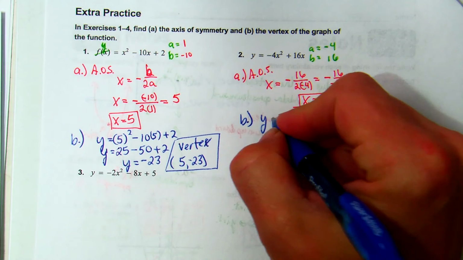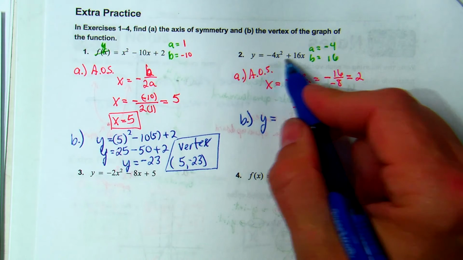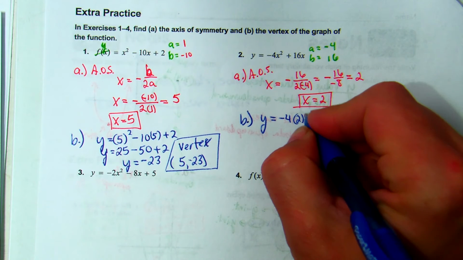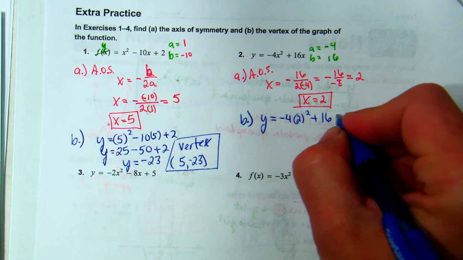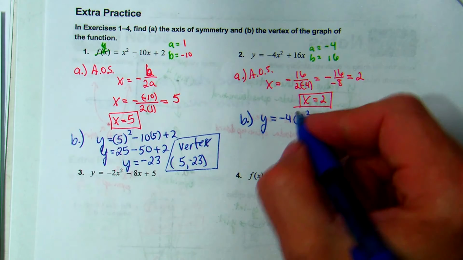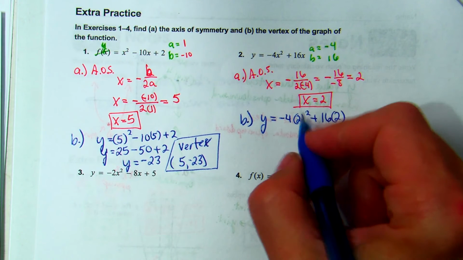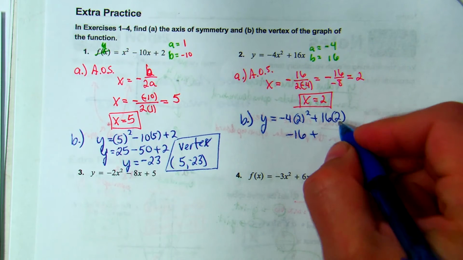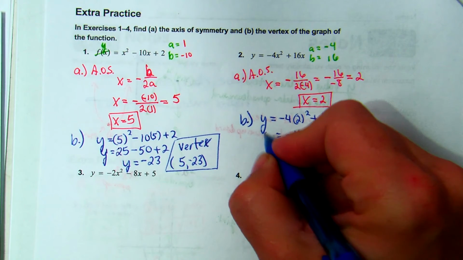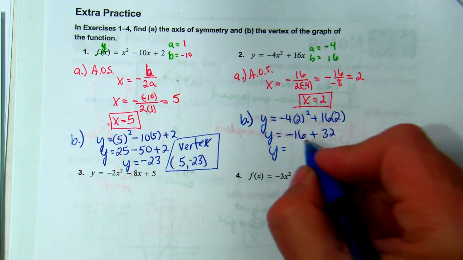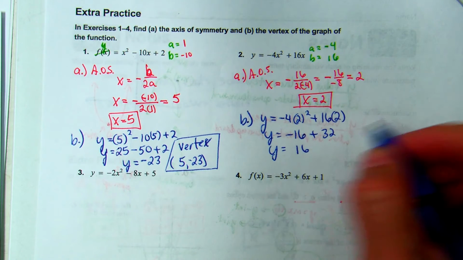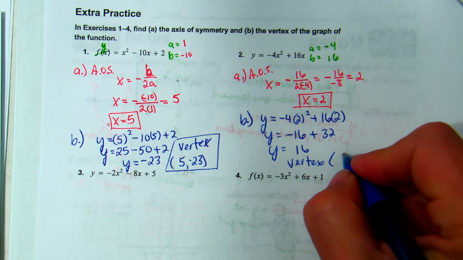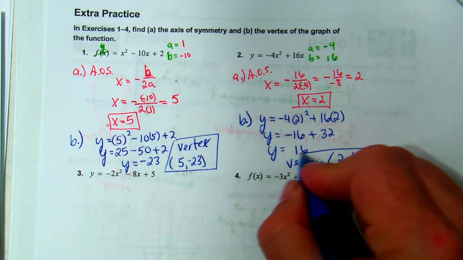I'm going to take the equation y equals, and I'm going to plug in a 2 everywhere I see the x. So I'm going to have a negative 4 times 2 squared plus 16 times 2. And 2 squared is 4. Negative 4 times 4 is going to be a negative 16. Plus 16 times 2 is going to be 32. So now y equals this, and if I do my math here, I'm going to end up with a positive 16. So my vertex is going to be at 2 and 16.